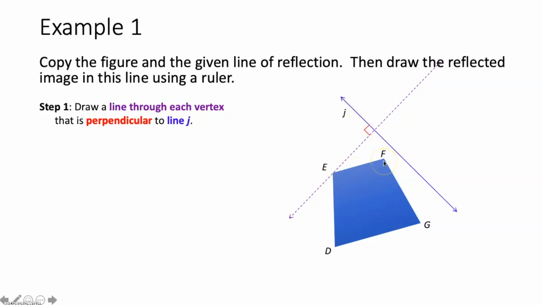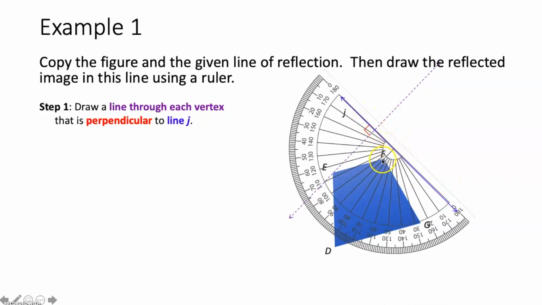Let's do the same thing for point F. We put the bottom of our protractor on line J. Make sure the 90-degree line goes through point F. We trace that 90-degree line with a ruler through point F, through our line of reflection, line J, and continue it on the other side of the line.